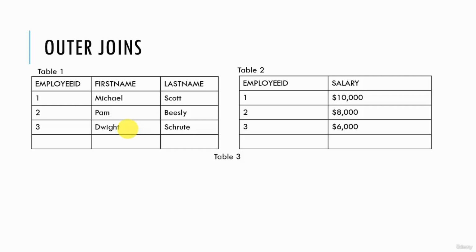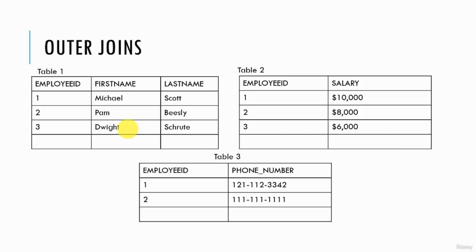We are going to introduce a new concept called outer joins. We introduce a third table which stores employee ID and phone number. Now, what is interesting in these 3 tables? In the previous slide, we saw that table 1 and 2 had the exact number of rows, right? You had employee ID 1, 2, 3 in both the tables.